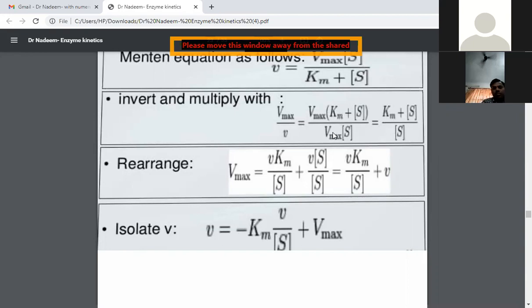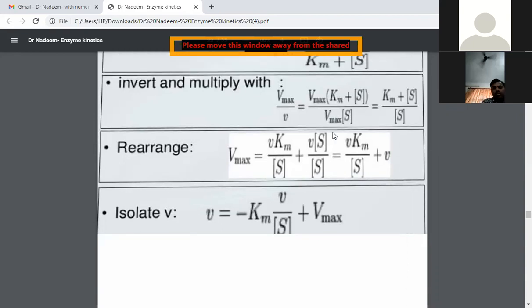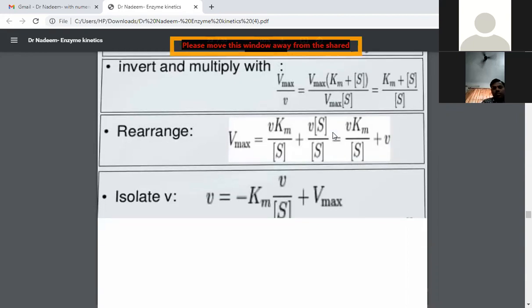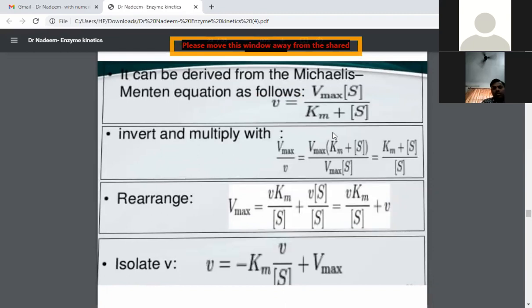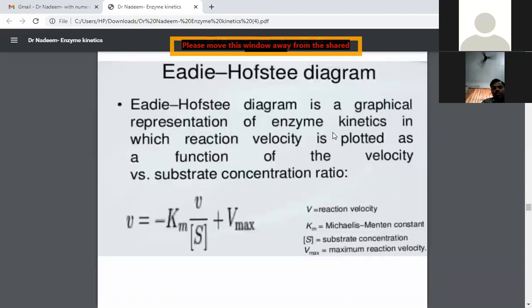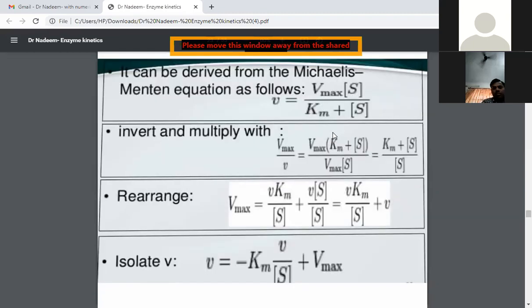Determination of Km and Vmax. So V is equal to minus Km V upon S plus Vmax. This is the equation of the Eadie-Hofstee plot. This equation is obtained by dividing the Michaelis-Menten equation by Vmax.